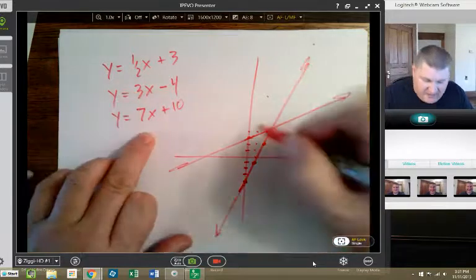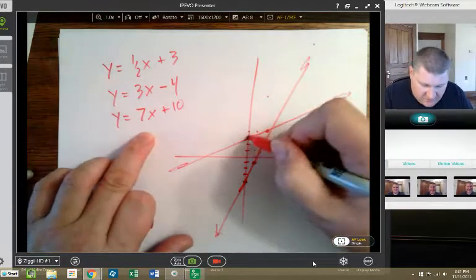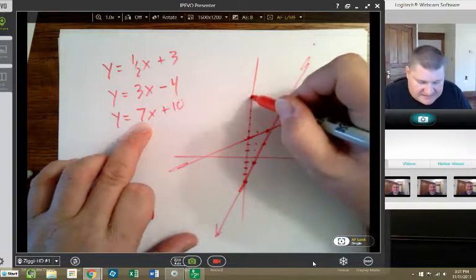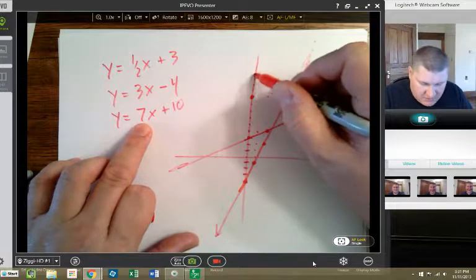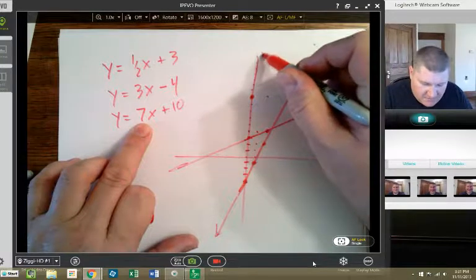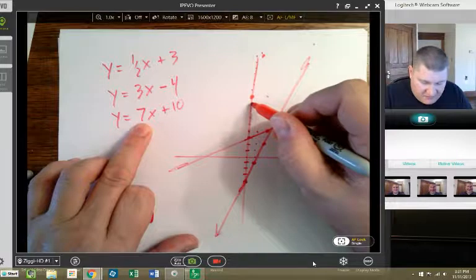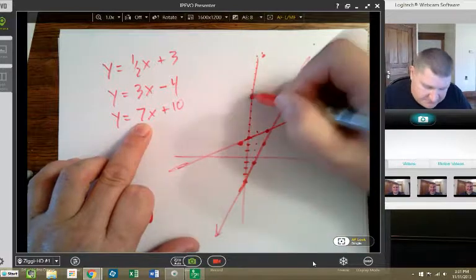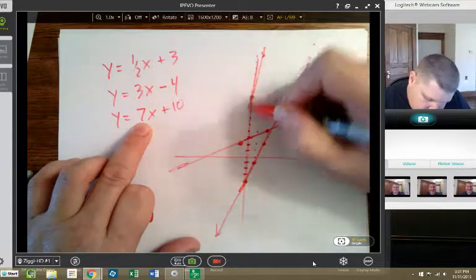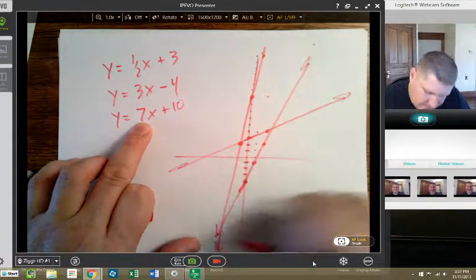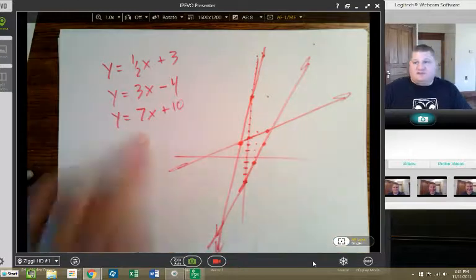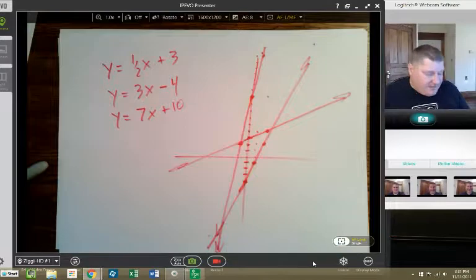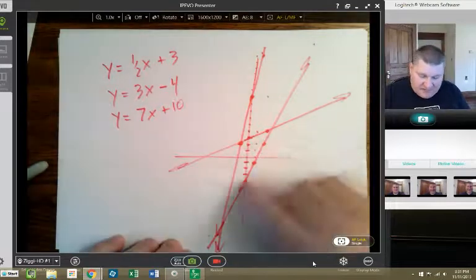And finally, the last one is at 10, 1, 2, 3, 4, 5, 6, 7, 8, 9, 10. But the slope is 7, down from it, 1, 2, 3, 4, 5, 6, 7, back 1. And so what we end up with is a situation with three lines on it. And what we've made is we've really kind of made a triangle.